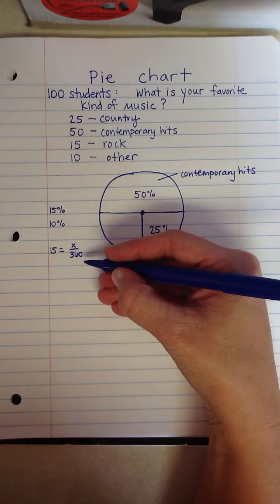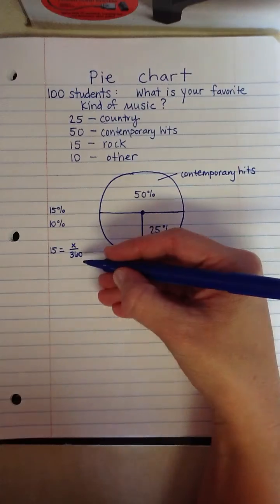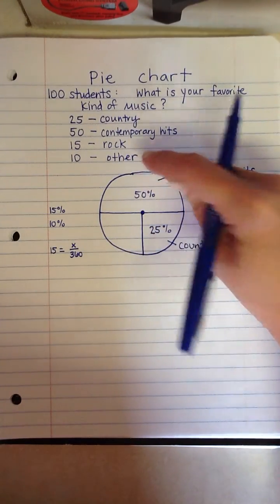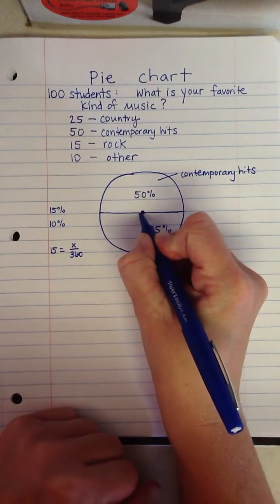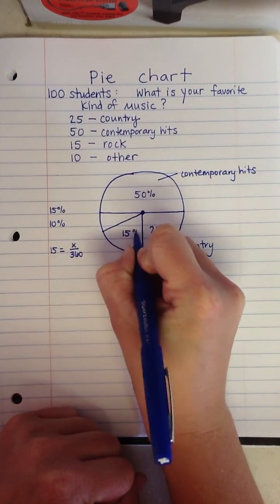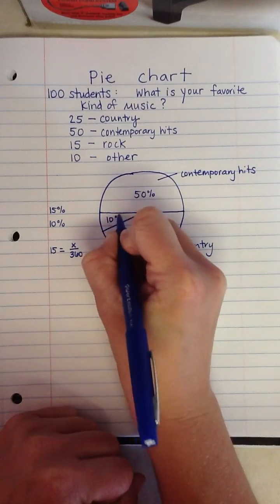And so instead I'm just going to kind of estimate with my eye. I know the rock section should be bigger than other because it has more, so I'm just going to kind of split this up and do 15 here and 10 here.